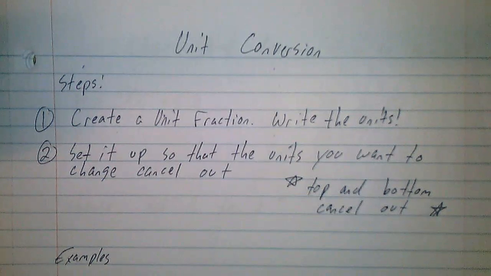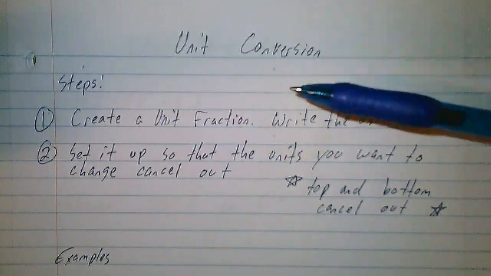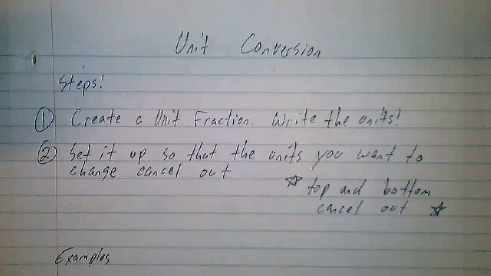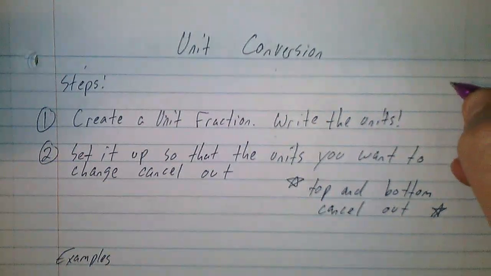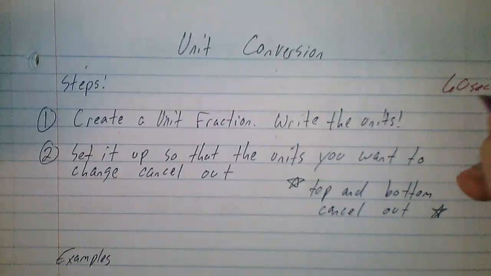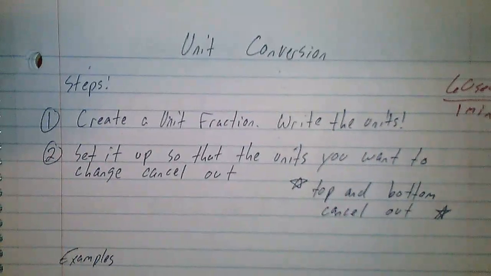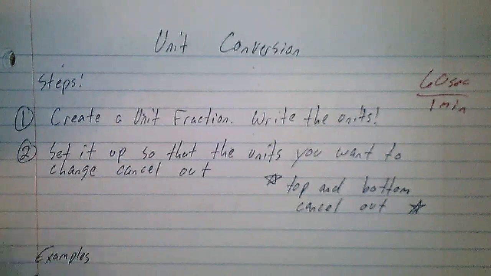Let's talk about how we do unit conversions. We have steps here. We will create a unit fraction in which we will write the units, and we will set it up so that the units you want to change cancel out. And when the units are on top and bottom of a fraction, they will cancel out. So when I talk about a unit fraction, we mean something like 60 seconds makes 1 minute, something like that.